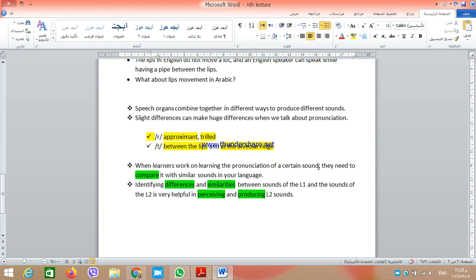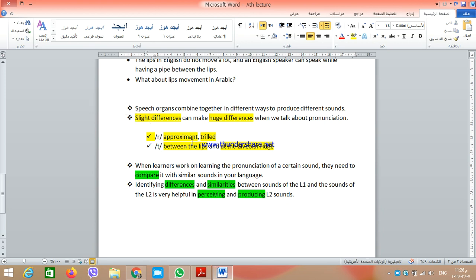Another point that I want you to pay attention to is that slight differences in pronunciation can make huge differences. Some sounds are so close to each other and they have features in common. They have similarities. So don't mix up sounds. Always try to feel the differences between sounds, even if these differences are very slight, but they are very important.